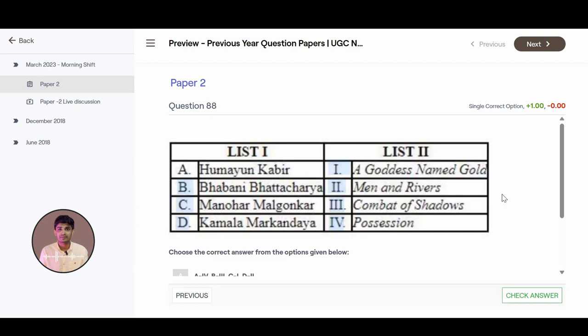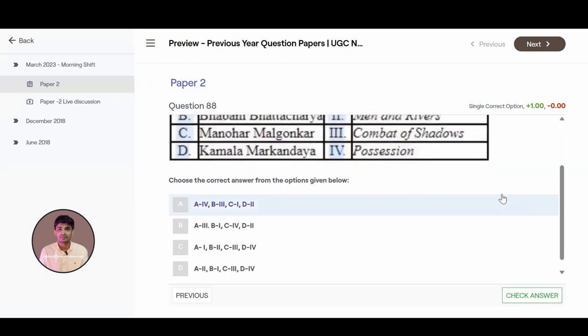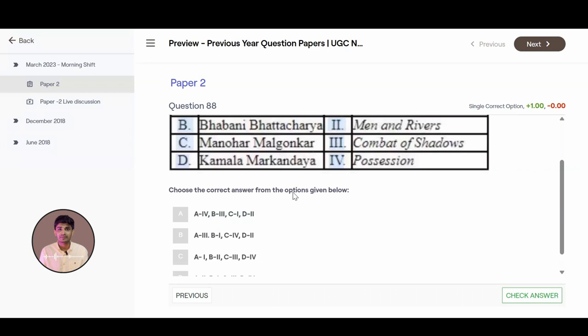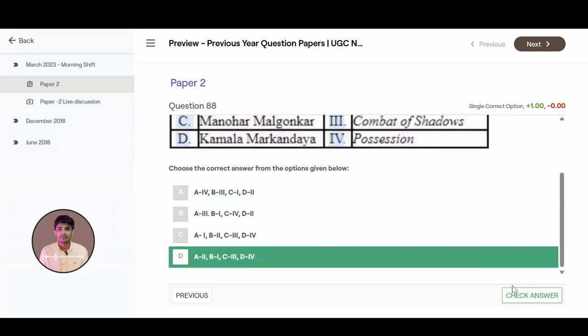Last class, if you have attended, I discussed one among these works, Possession by Kamala Markandeya. See, if you know that, you can eliminate option A and B, because D is obviously Kamala Markandeya matched to option for Possession. Anybody? So what is the answer? Correct answer is D.